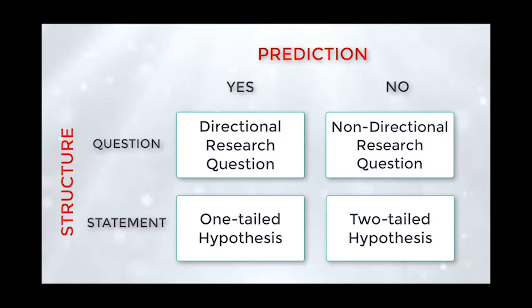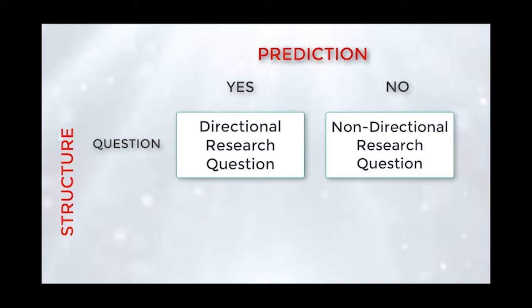Now that we know about structure and prediction, let's examine all four of these options. Two types of research questions and two types of hypotheses used in research. First, let's discuss research questions. There are two types of research questions, directional and non-directional. Both are phrased as questions. A directional research question makes a prediction, while a non-directional research question does not.